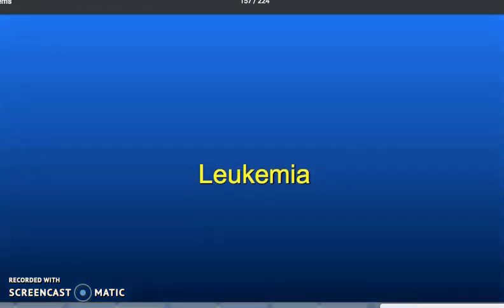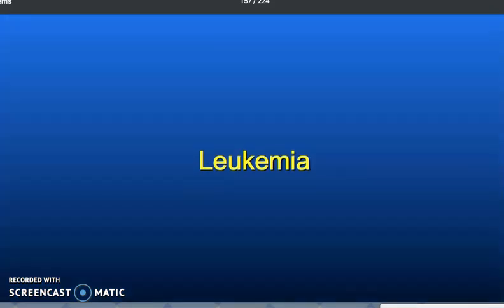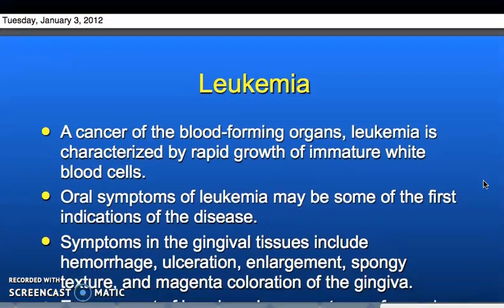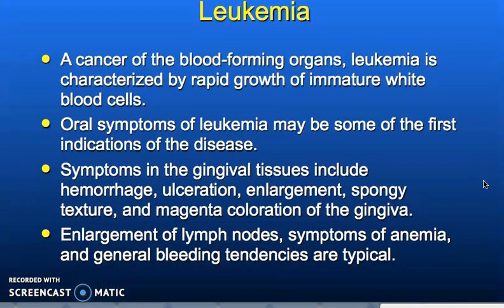Okay, looking at a type of cancer, leukemia. That is something that people say, well, now why are we talking about leukemia in the mouth? A lot of times with leukemia, the mouth will be the first place that the signs and symptoms will be noticed. All right, so let's look at leukemia. We know it's a cancer of the blood organs. It's characterized by rapid growth of white blood cells, and so that means there's going to be infection.